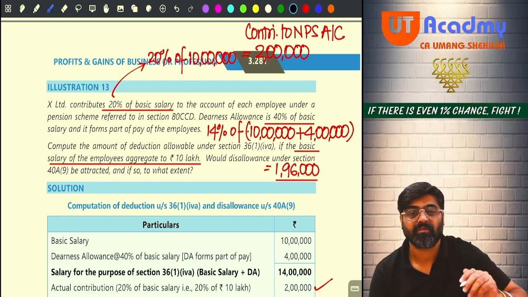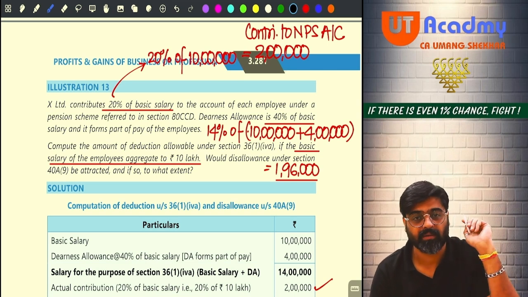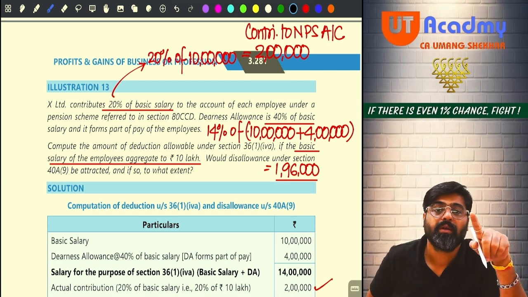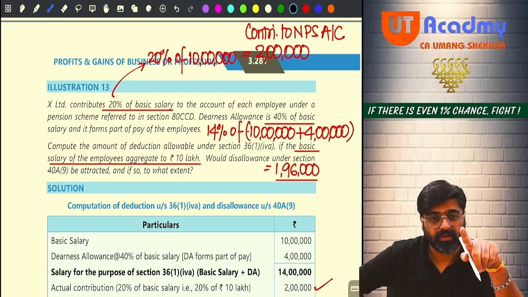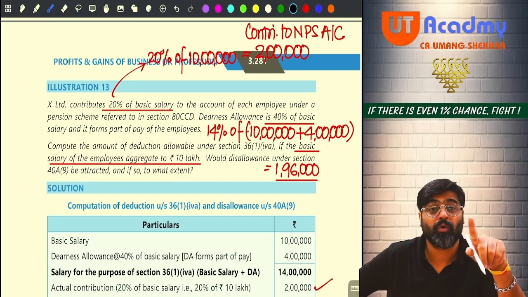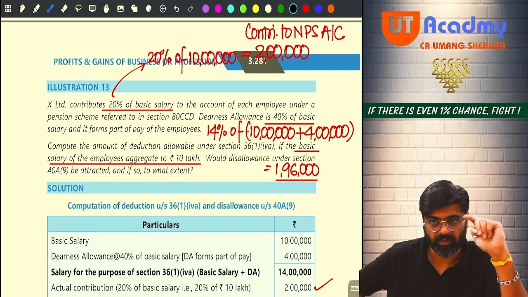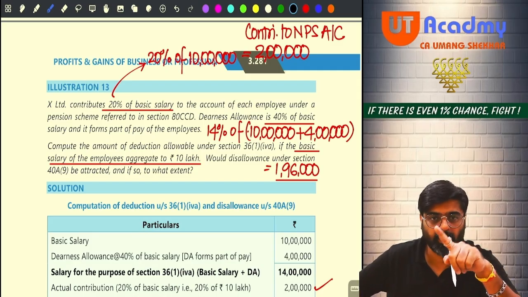This is an expense. Getting my point? Which will be allowed as a deduction under section 36(1)(iva). So the deduction for this expense will be available to X Limited.